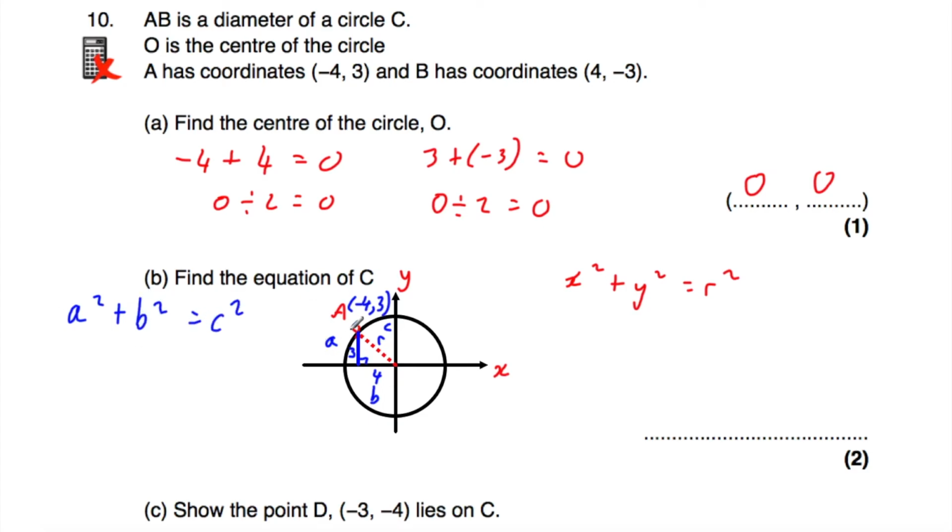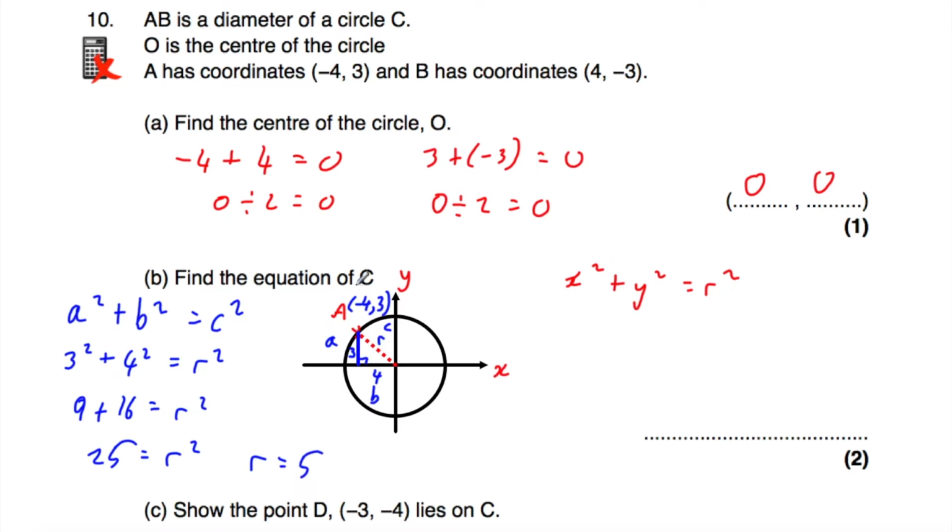And then if we substitute in our values, instead of A squared, we've got 3 squared plus, and instead of B squared, we've got 4 squared. And that's equal to C squared, and that's the radius squared. Now if we work this out, 3 squared is 9, and 4 squared is 16, and that's equal to the radius squared. And 9 plus 16 is equal to 25, so we've got 25 is equal to the radius squared. And if we square root this, we're going to get that the radius is equal to 5. So that means the radius of the circle is 5.